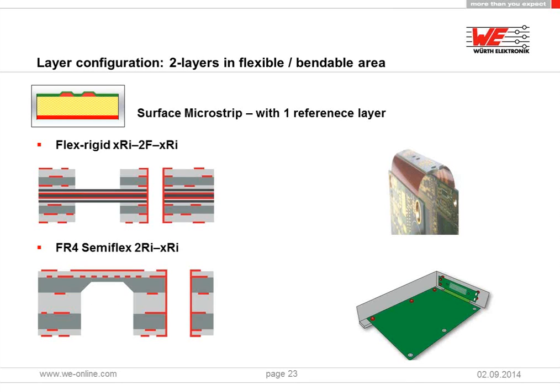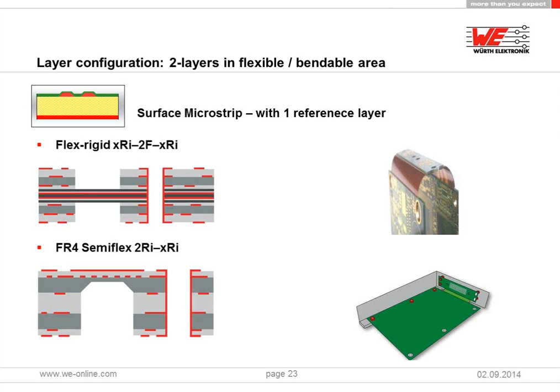Having two copper layers in the flexible or bendable area, we can use a surface microstrip, one reference layer, and this could be applied for flex-rigid with a two-layer flex construction. It could also be applied for a semi-flex with two copper layers, as you can see on the bottom side. So especially for high pin connectors and high-speed signals, this is quite an interesting option, using semi-flex with two copper layers in the bendable area.